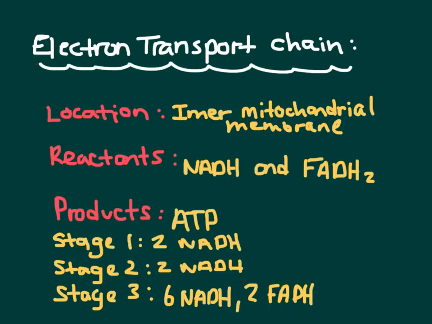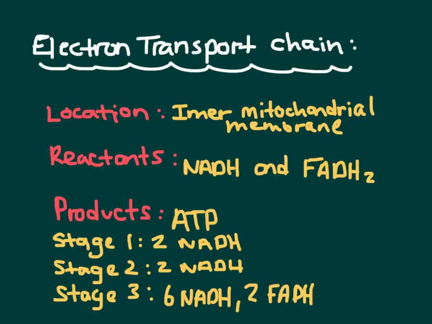ETC, or the electron transport chain, is the last step of cellular respiration. This occurs in the inner mitochondrial membrane and requires NADH and FADH2 created from the Krebs cycle. ETC makes up a majority of the ATP synthesized in cellular respiration and occurs in 3 stages. In stage 1, 2 NADH are created. In stage 2, 2 more NADH are created. And in stage 3, 6 NADH are created and 2 FADH2 are also created.